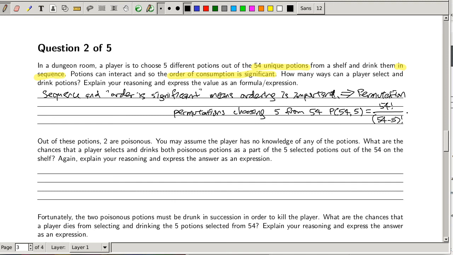I do have a question. For full credit on this, would we need to include the sequencing and ordering importance, or could we just say permutations choosing 5 from 54 and show the calculation? Well, the question did ask, explain your reasoning.